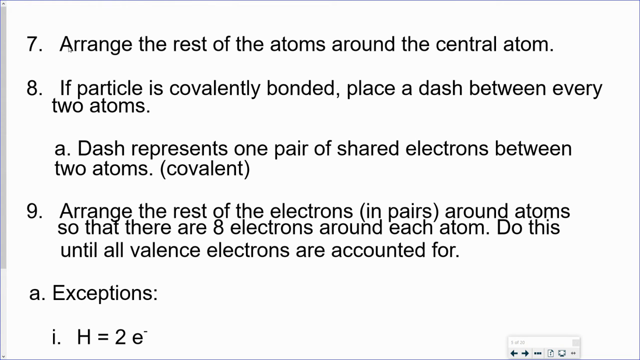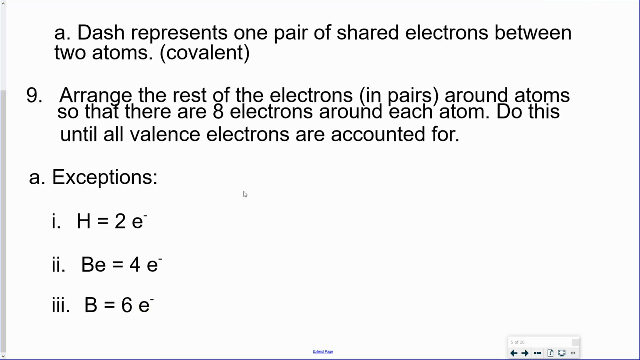So this is what we just did. We arranged the rest of the atoms around the central atom. If it is covalently bonded, we place a dash between every atom. So that's what we did. And then you're going to put single pair of valence electrons until you reach 8 for the ones that need to have it. So the exceptions, again, are hydrogen. Hydrogen, when it's happy or completely content, should look like that. Beryllium, remember, it is an exception because it's a metal, but it bonds covalently. And then boron only wants to have 6, so it should have 3 dashes coming off it to be happy.